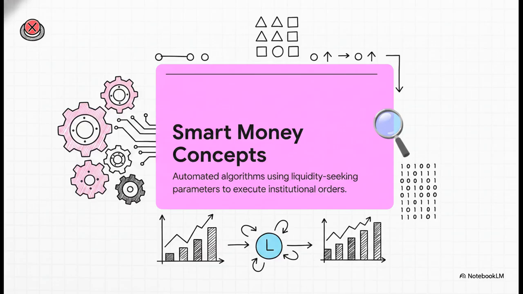Smart money concepts, or SMC, are actually based on automated institutional algorithms. These algos operate strictly on quantitative liquidity-seeking parameters. They're programmed with mathematical precision to hunt for the liquidity they need to function. Once you understand this, it completely removes the emotion from your trading and replaces it with pure logic.